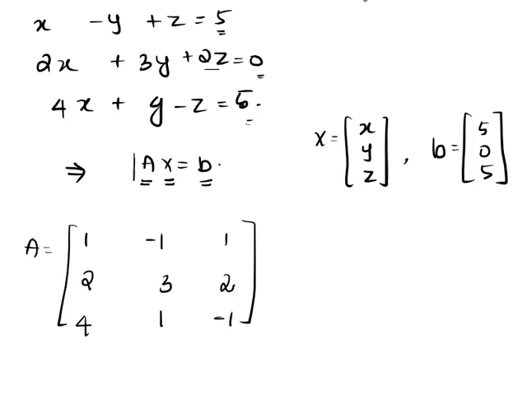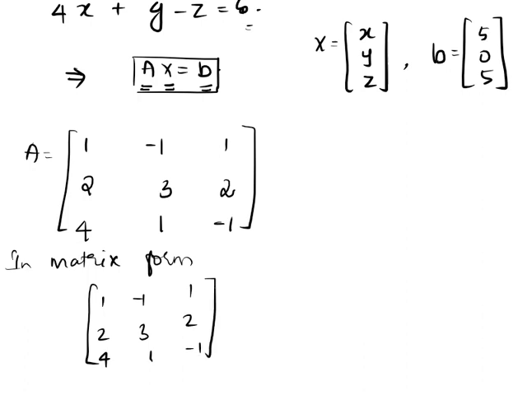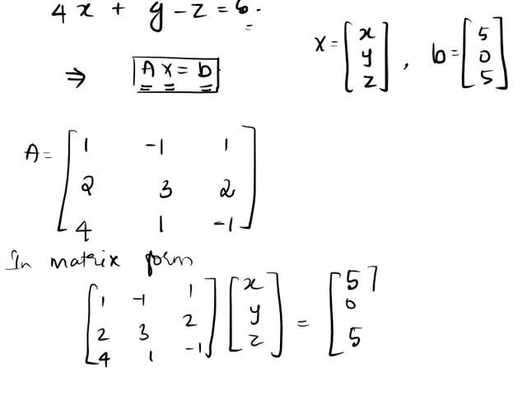So now we have represented the following in a matrix way. Now let us write it in terms of the equation Ax is equal to B. In matrix form, we write first A, that is 1, 2, 4, minus 1, 3, 1, 1, 2, minus 1, into the x values which are x, y, z, which is equal to the B value which is 5, 0, 5. So this is the answer for the question.